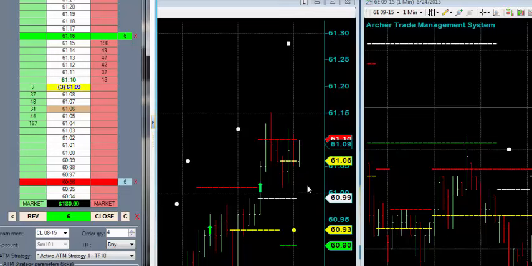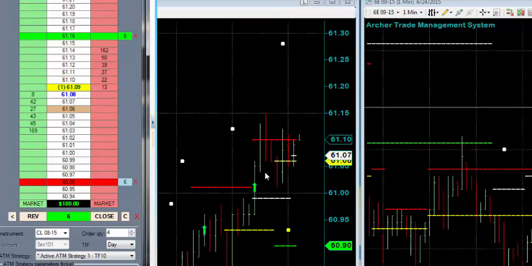But here's the neckline. Right here. Here's the arch. It goes back down to the neckline. We have the hole right here. And here's our break of the previous bar's high. And there's your entry. It's really that simple. The software does everything for you. There's very little to understand here.